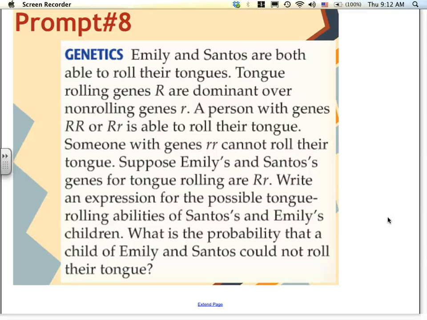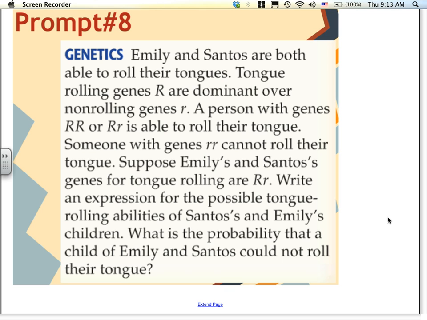So here's problem 8. It says Emily and Santos are both able to roll their tongues. Tongue rolling genes, which is using capitalized R. So if you have that gene in you, you are able to roll your tongue. So genes R, big R, are dominant over non-rolling genes, which is small r. A person with genes double big R's, or at least one big R and one small r, is able to roll their tongue. Someone with two small r's cannot roll their tongue.